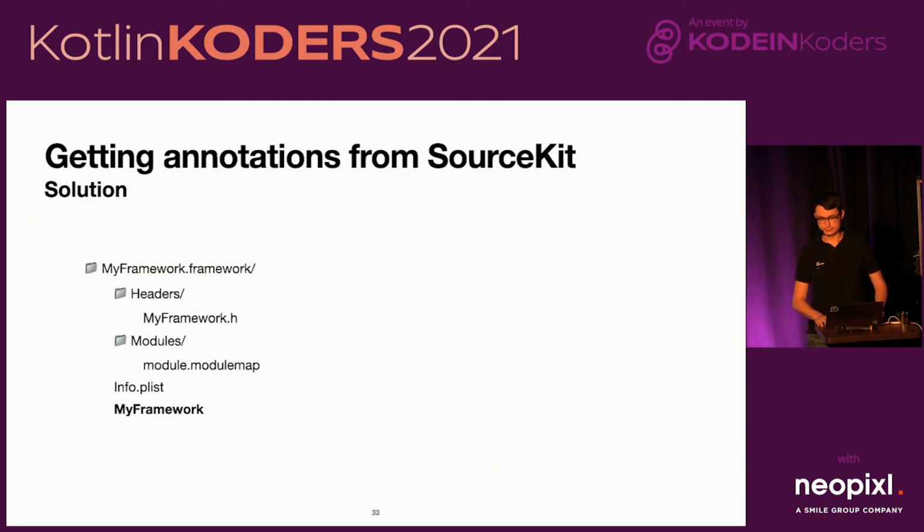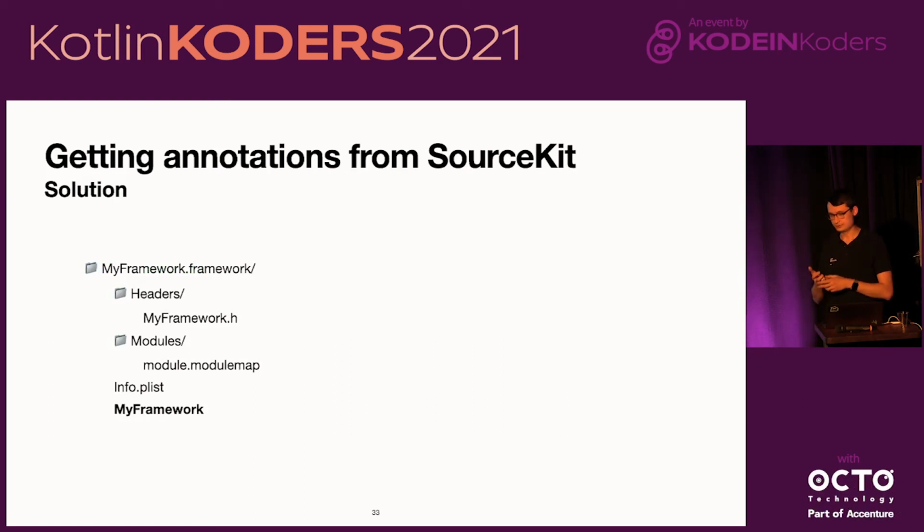But let's have a closer look at what the binary framework is. It contains a header file, a module map for Swift, some Info.plist, and a very heavy and fat binary, which contains all the implementation. And this is very heavy. It takes quite a lot of resources to generate this binary file every time.